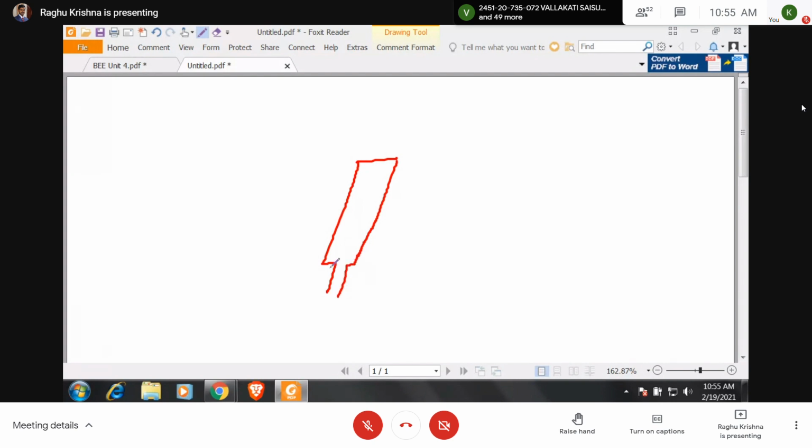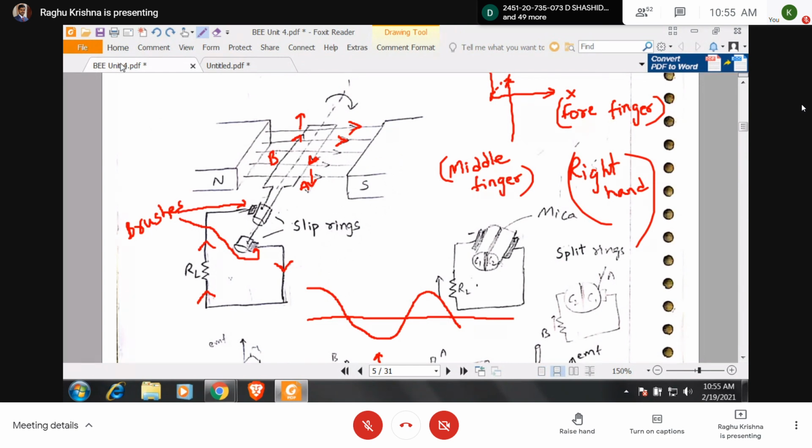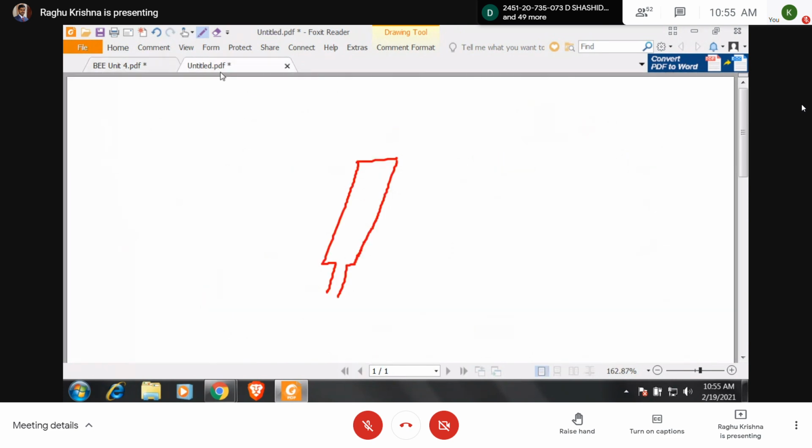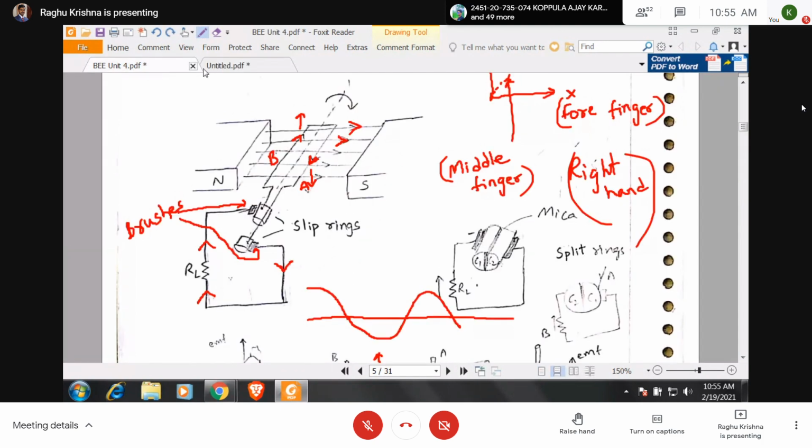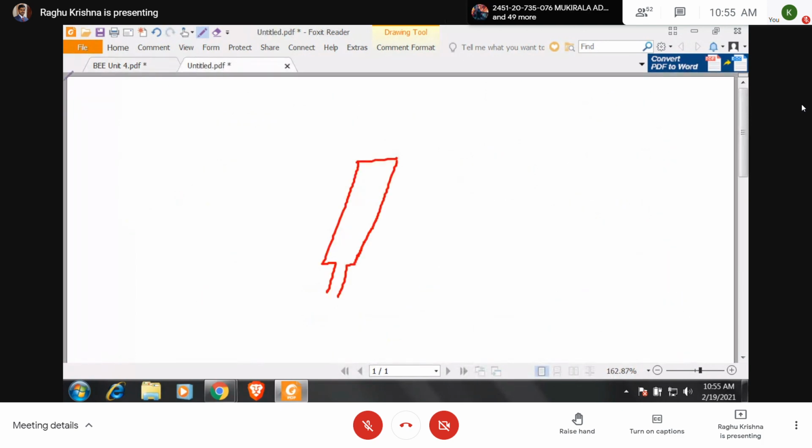okay. So B is connected to the first slip ring. So B becomes here this position. When this becomes B, this is becoming B, this is becoming A. B is always connected to the first slip ring. Okay.